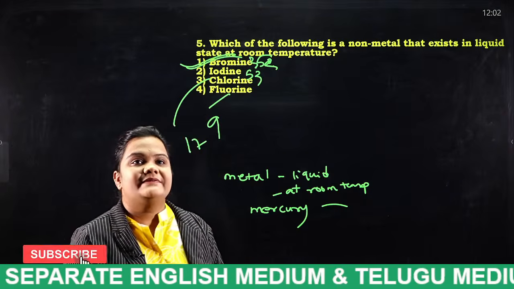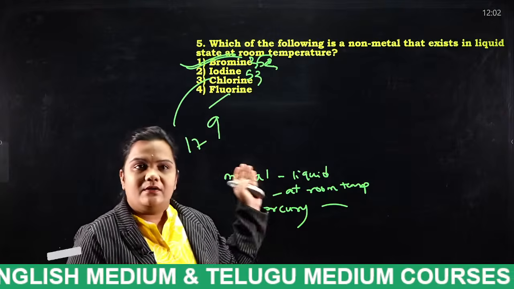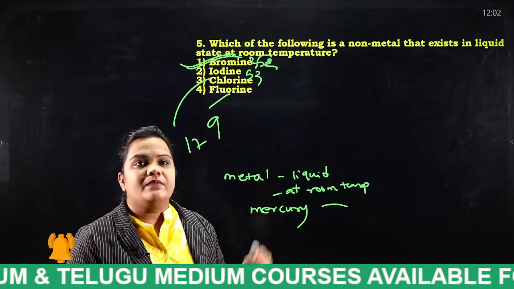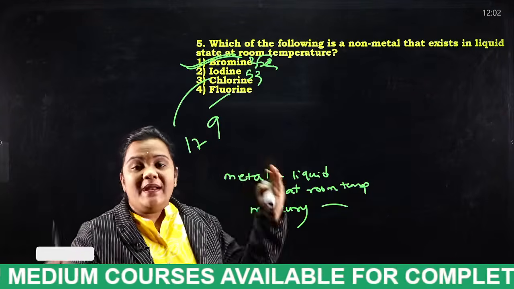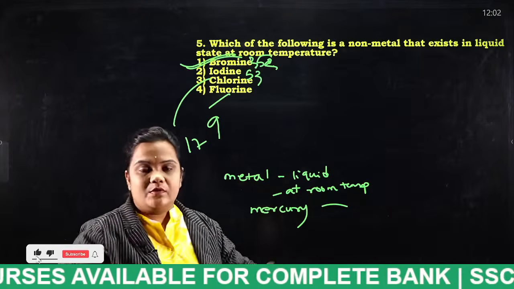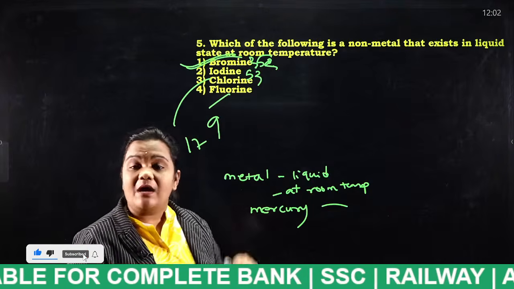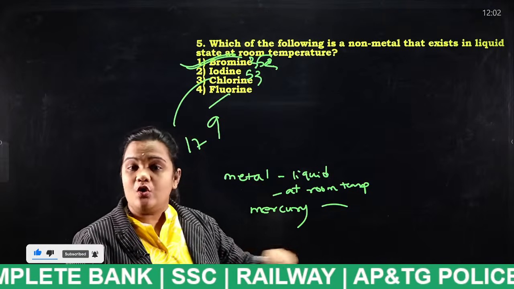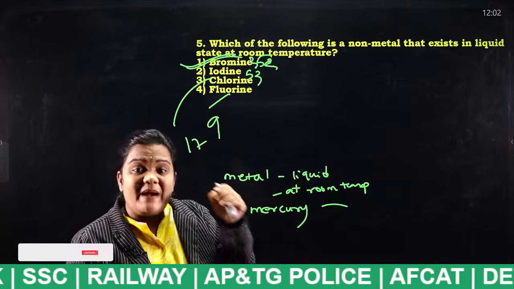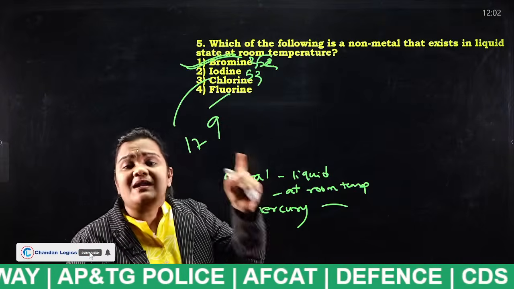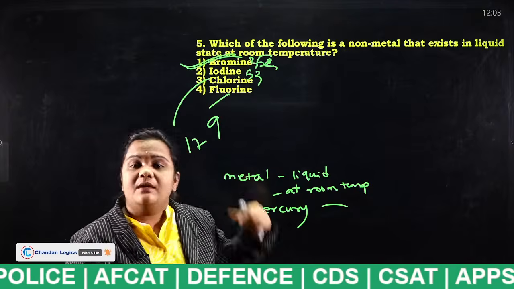Bromine 35, okay. So bromine and iodine will be reversed. And what is the amalgam? What do you mean by amalgam? As I told you, amalgam means in a particular alloy, one element will be mercury.